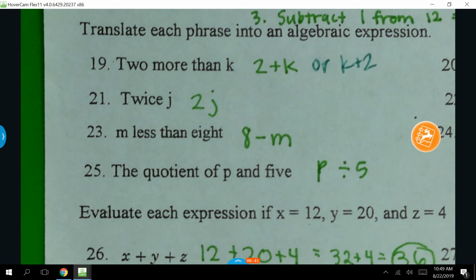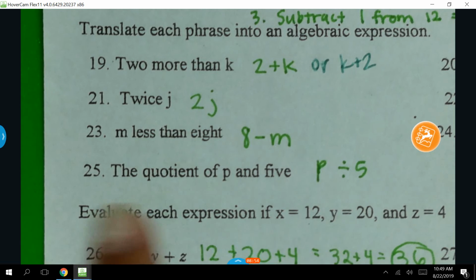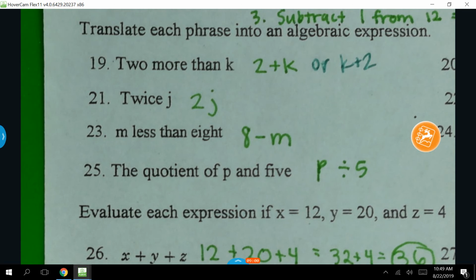Okay. 21, twice J, that would be 2 times J. Yes? Is it fine if we put the multiplication sign? Yeah. If you wrote everything differently, as long as it still means 2 times J, I'm fine with that. So a multiplication sign, or if you put them in parentheses, if you did a little dot, any of that is fine, as long as it still means the same thing.